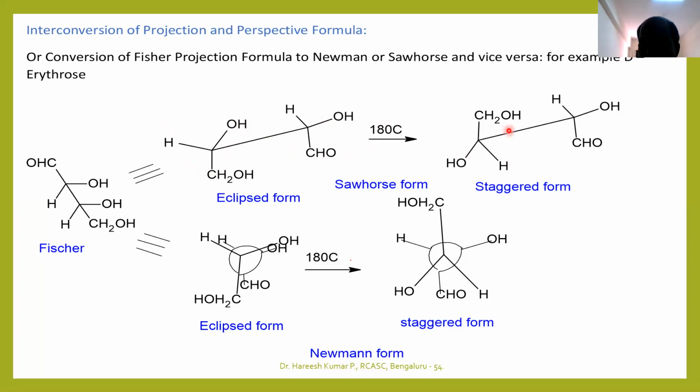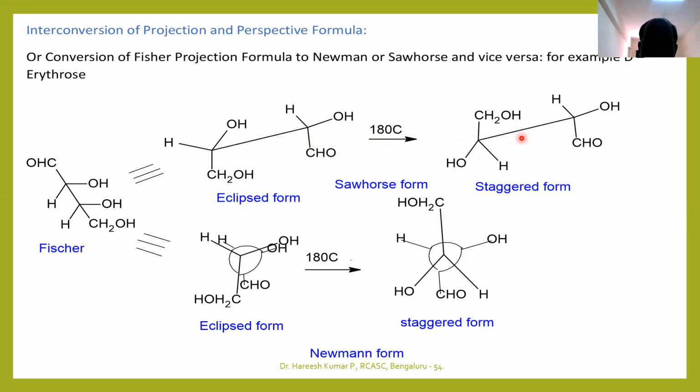So that's what I have written here. If we are converting an eclipsed form into a staggered form, only the front carbon atom changes, not the back carbon atom. That is the thing you need to remember. And these two forms are Sahars forms. This can be converted into this by a 180-degree rotation.